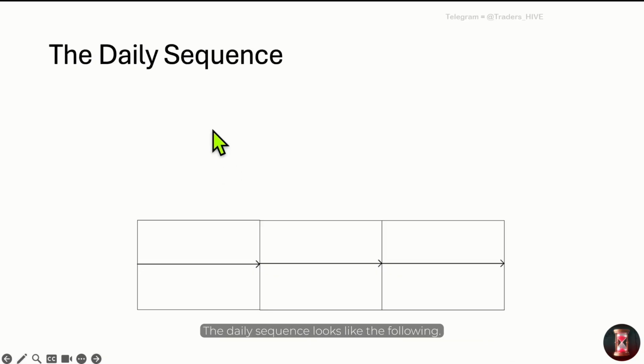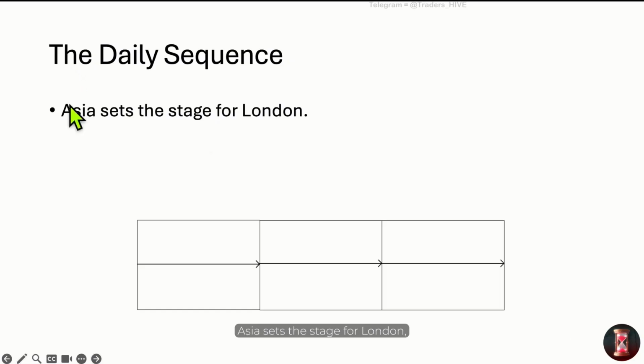The daily sequence looks like the following. Asia sets the stage for London, meaning how Asia delivers has a great deal of impact on how London is likely going to deliver. What I want you to understand is that this schematic right here, which you can see on the bottom of my screen, is representing 3 time cycles. These 3 time cycles have arrows within them. Each time cycle has an impact on how the next time cycle is likely going to deliver. Meaning, the first cycle determines how the second cycle is likely going to deliver.